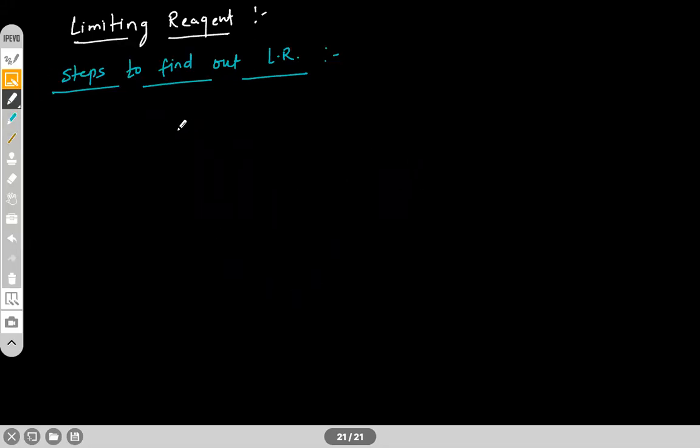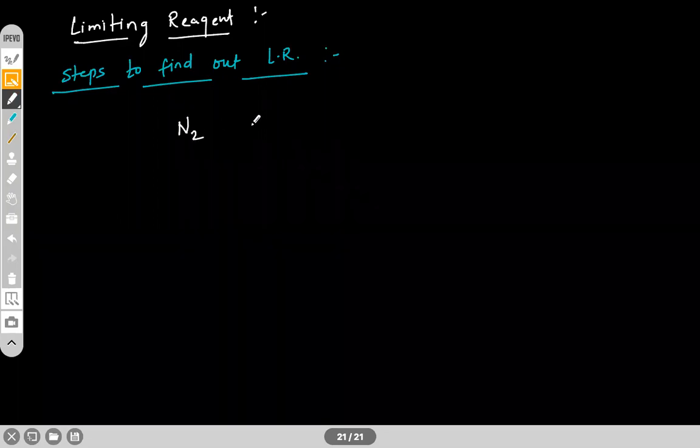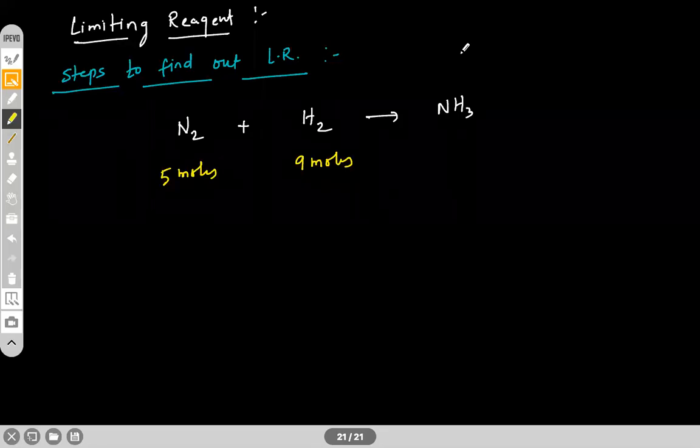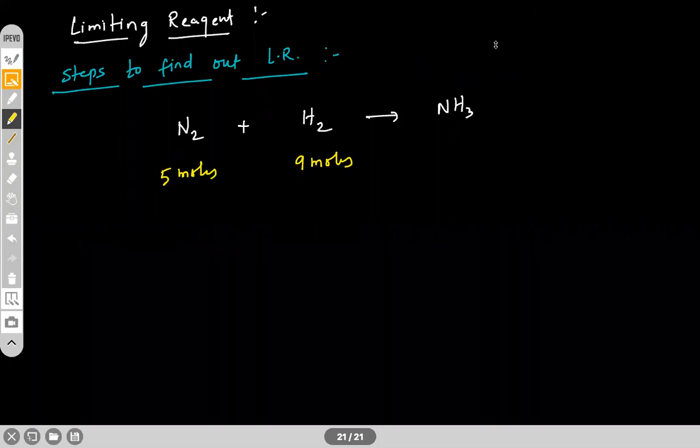So let us take the same example and understand this. N2 plus H2 gives NH3. The number of moles given here is 5 moles of N2 and 9 moles of H2. We need to find the moles of NH3 formed. Once you find the number of moles, we can find the mass also. If STP is given, they may ask for the volume obtained. Anything they can ask. Now this is the question.